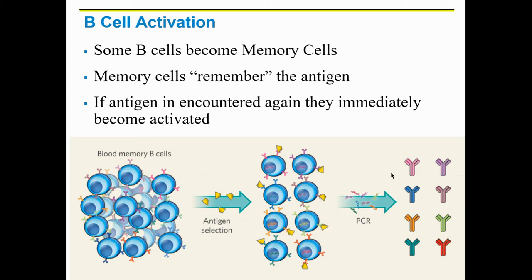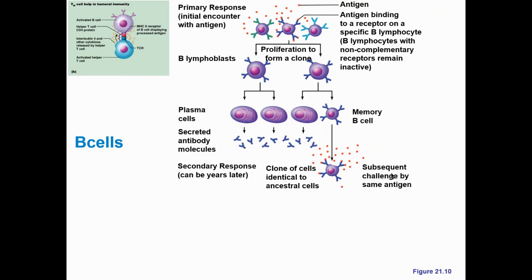And so immediately they begin the process. They don't have to go and look for a T cell. So it's much, much faster. So instantly almost, they begin to divide. They produce those clones. And again, clones can turn into either the plasma cells or more memory cells. And so the process happens all over again.